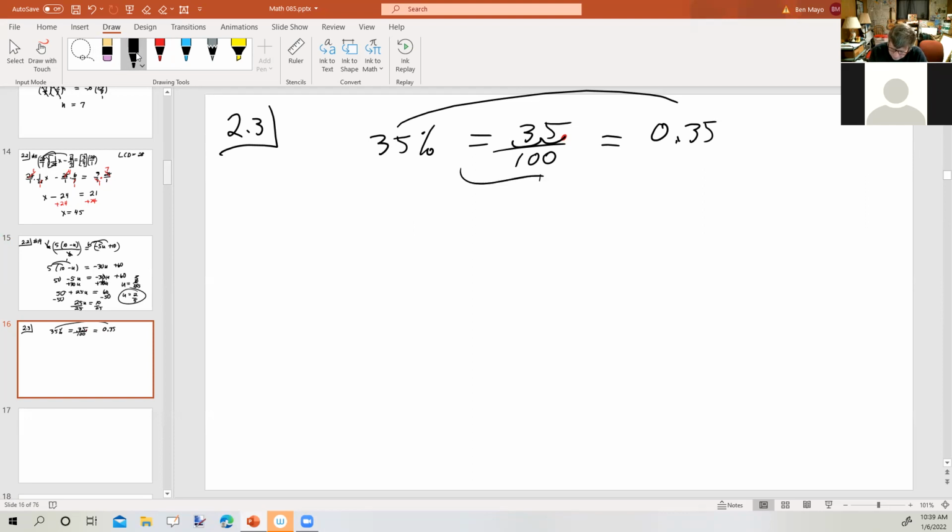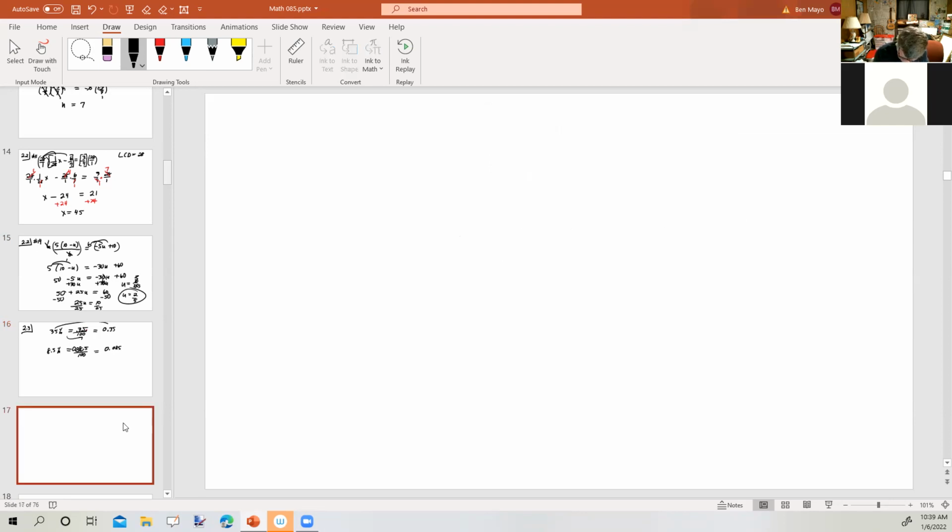Now, you don't have to write this intermediate step, but I'm just showing that to remind you how that works. How about this? 8.5%, changing it to a decimal number would be 8.5 per 100. Well, dividing by 100 moves the decimal point 2 places to the left. Okay. How about this one?